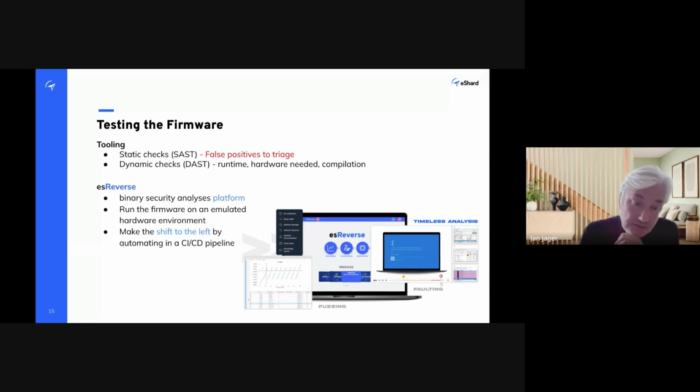And to do the dynamic checks, we have our platform EOS-Reverse, which is a binary security analysis platform. What we do is run the firmware on an emulated hardware environment, so it is not necessary to have the hardware available. We can emulate it. We have built our own system based on QEMU that we have enhanced, where we can run the firmware on the architecture that it is meant to run on.